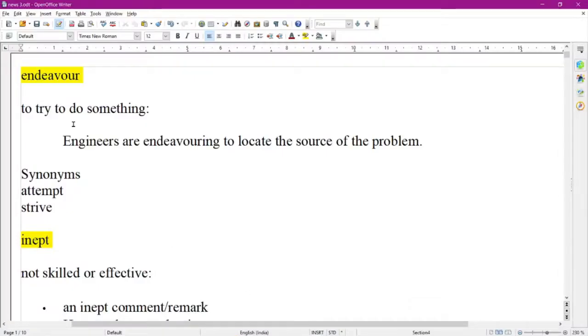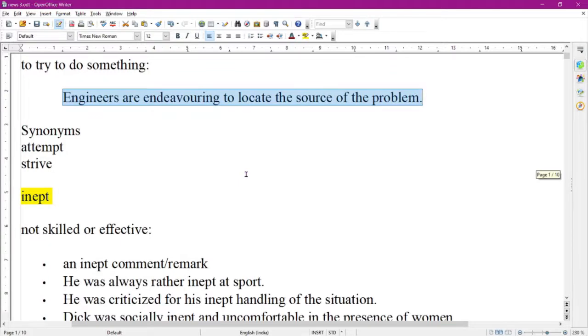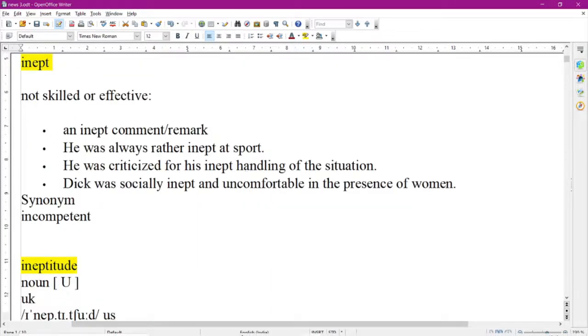So endeavor means try to do something. Try, attempt, strive. That is the meaning of endeavor. Engineers are endeavoring to locate the source of the problem. Once again, engineers are endeavoring to locate the source of the problem. So the engineers are searching, trying to locate the source of the problem. That is known as endeavor.